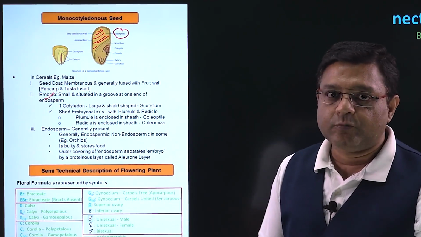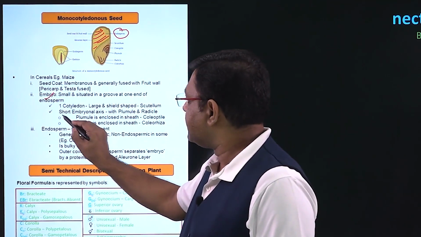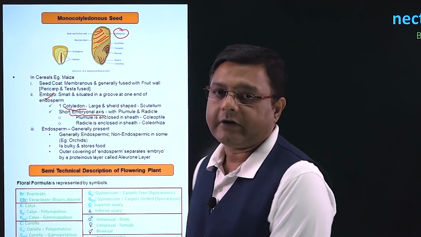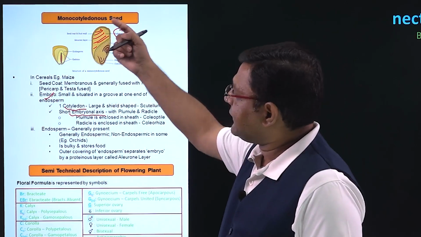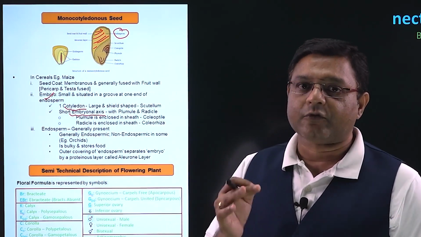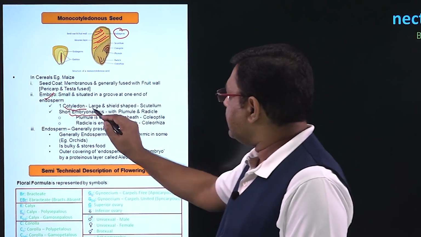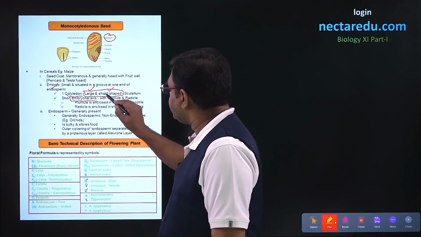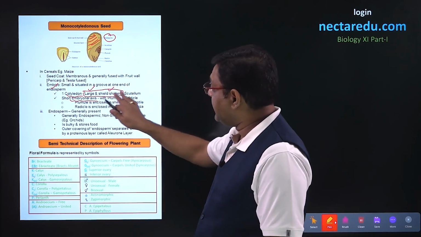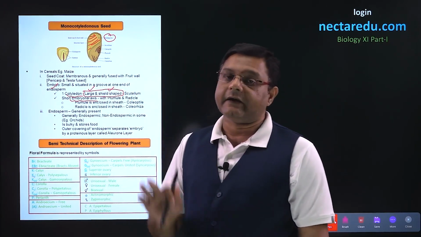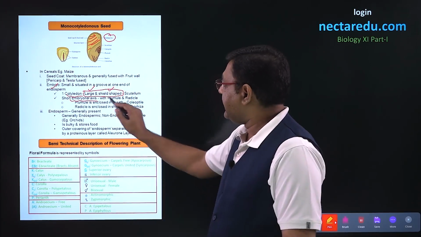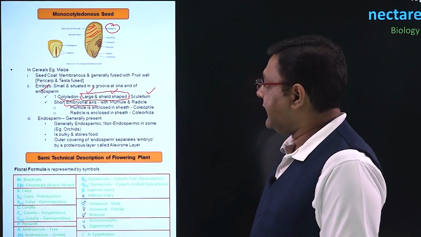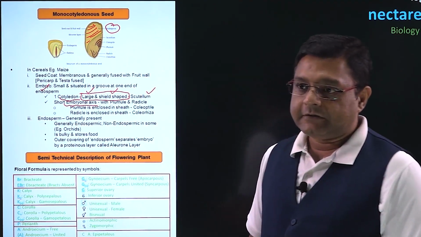Now, embryo has two parts. The first part is the embryonal axis and the second part is the cotyledon. Now, since it is a monocot seed, the number of cotyledon will be 1 and the cotyledon will be characterized by shield shape. So, shield shape cotyledon is a characteristic of monocot seed, and in this case the cotyledon is called as scutellum. Then there will be embryonal axis.